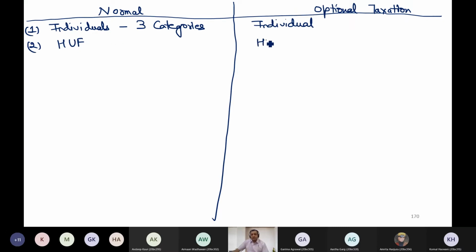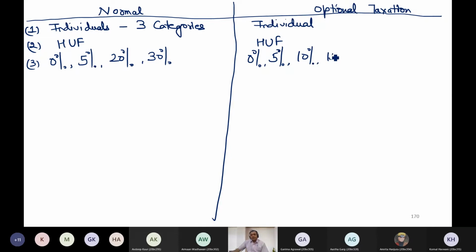HUF is the same here. So this is a similarity also. That is why I am saying that I'm not telling you the difference, I'm simply making a small comparison. So many things have similarity, and so many things have some differences. Like in individual there is a difference, but HUF is the same. In normal taxation, the tax rates are 0%, 5%, 20%, and 30%. But under optional taxation, the tax rates are 0%, 5%, 10%, 15%, 20%, 25%, and 30%. So 10 is new, 15 is new as compared to normal, and 25 is new.